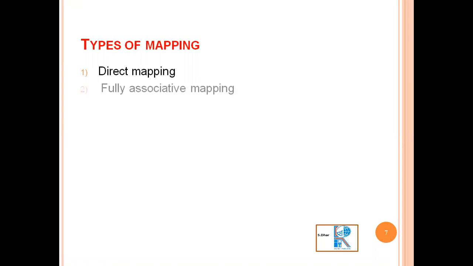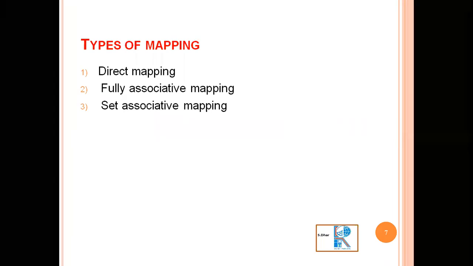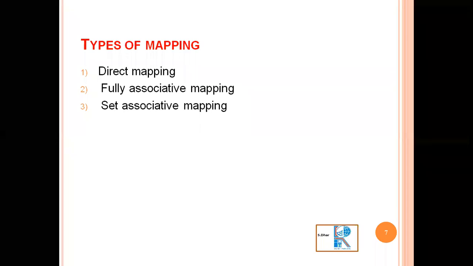So there are 3 types of mapping. That means there are 3 techniques to find out the line number from the block number. Clear? Again, I repeat, 3 types of mapping means there are 3 techniques to find out the particular cache memory line number from the main memory block number. When I talk about a line, that is in the cache memory. When I talk about a block, that is in the main memory.